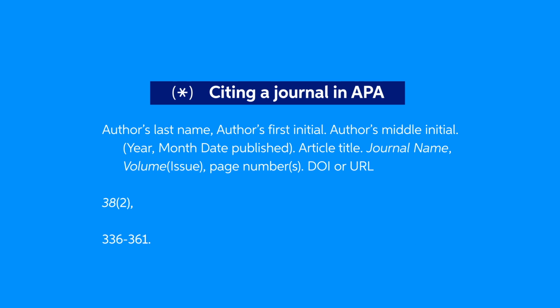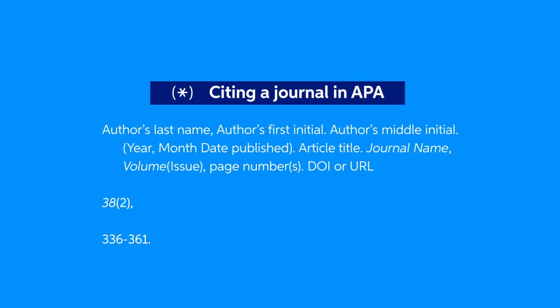Now you'll list the volume and issue numbers. The volume number will follow the journal title and should be italicized. The issue number should be in parentheses, not italicized, and without a space in between the first parentheses and the volume number. Follow this with a comma.